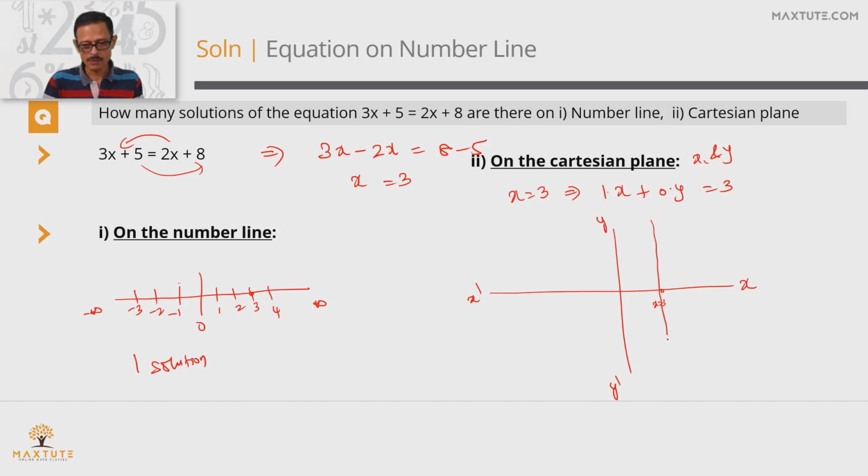So let's draw a line parallel to the y-axis passing through this point x equals 3. Coordinates of this point will actually be (3, 0), because on the x-axis, the y coordinate is always 0. So (3, 0) is a point on this line. Let's just verify whether it satisfies the equation. Yes, 1 times 3 plus 0 times 0 is equal to 3. So this point lies on it. Let's call this line AB.